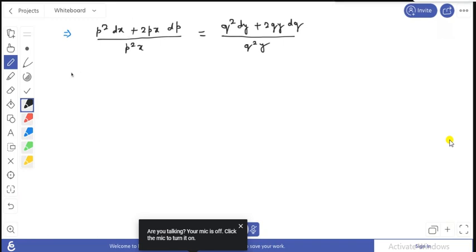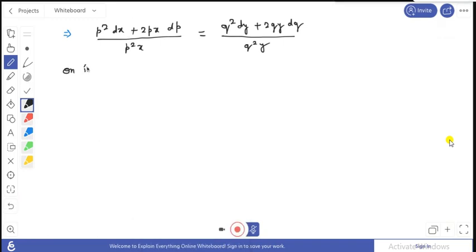So if we integrate this, so on integrating, we obtain, okay, so this is p square, its derivative is p square x, and the derivative of x will be 2p dp, so x into 2p dp, so this is your derivative term. Okay, so this means this is your t, so this is your dt, so this becomes log of t, so log of p square x.